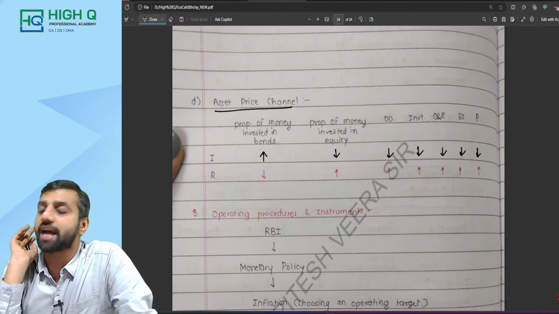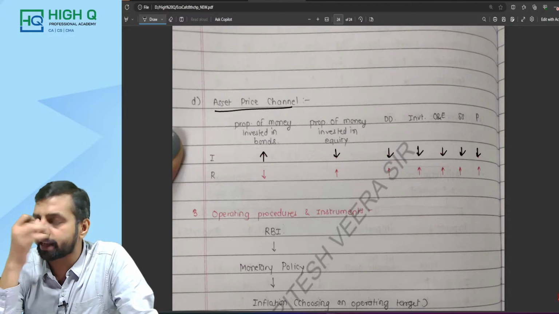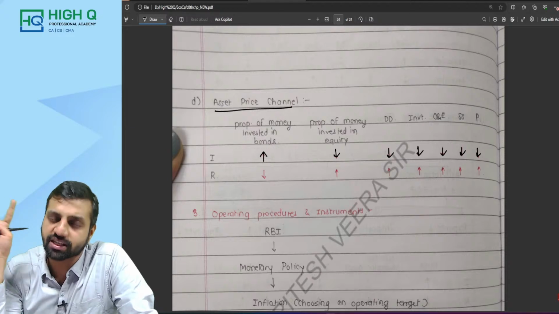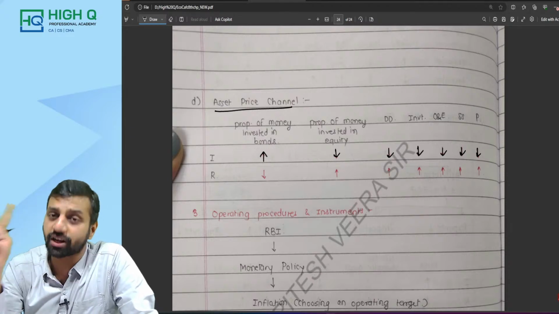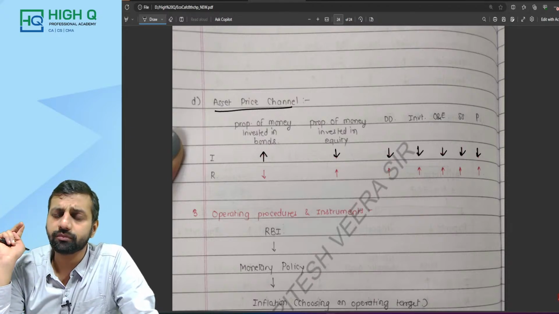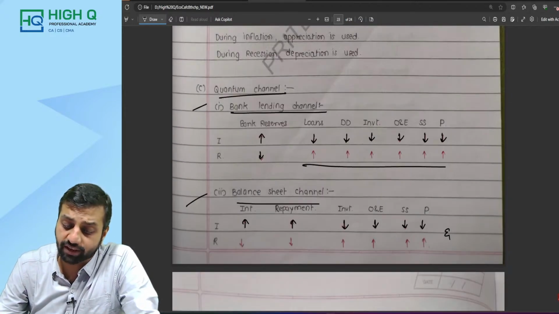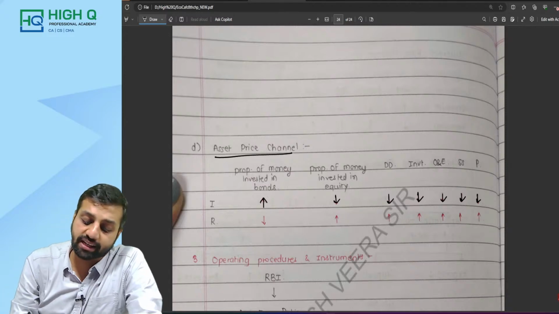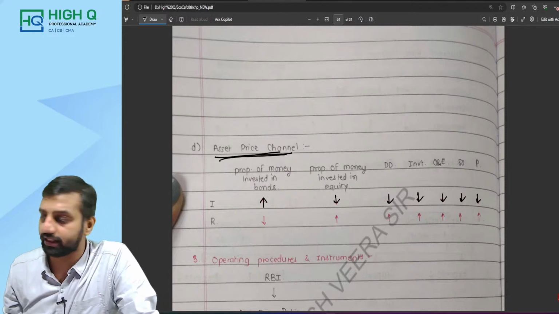So there are how many channels? The first channel is by the name of interest rate. The second channel is by the name of exchange rate. The third channel is the quantum channel, which is further divided into two. Under the quantum channel, we have the bank lending channel and the balance sheet channel. And finally, there is the asset price channel.